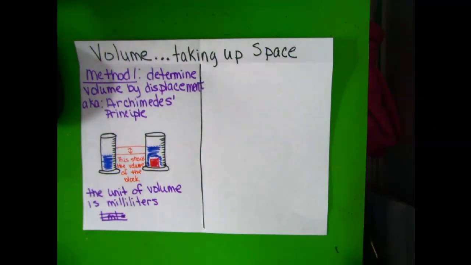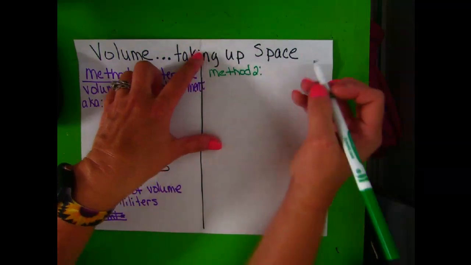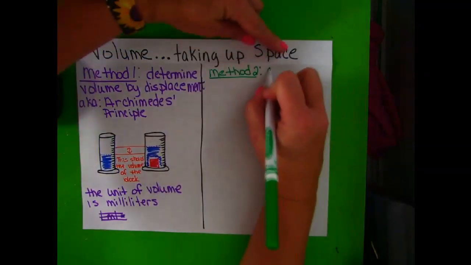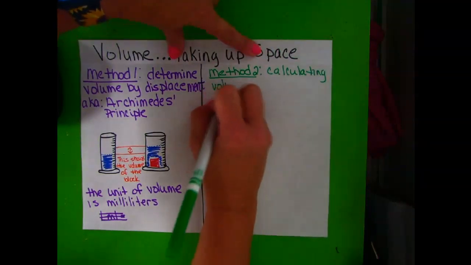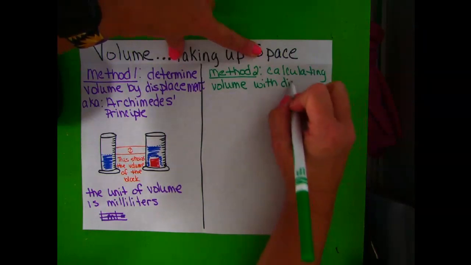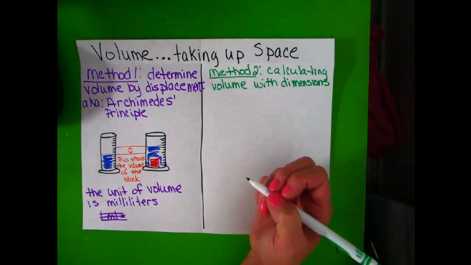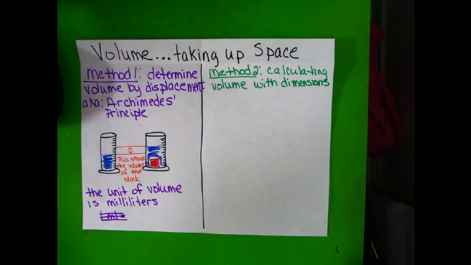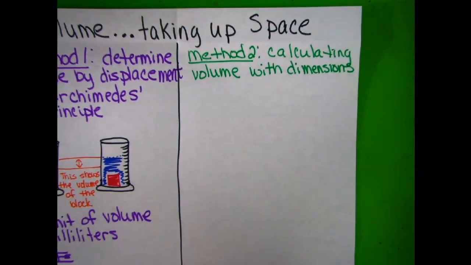All right. The second method I want to talk about is calculating volume with dimensions. So method 2 is calculating volume with dimensions. So I'm going to draw my block. I'm going to zoom in. I'm going to give you all a minute to write that down, actually.